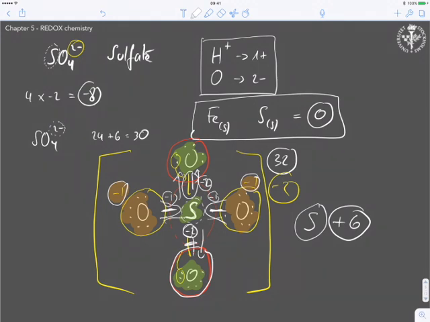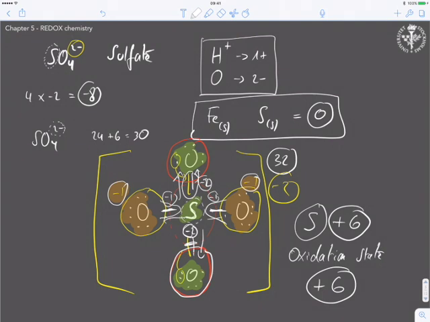Okay? So if you think about those elements as giving away electrons, sulfur is only giving 6 electrons out. In this case, the oxidation state of sulfur in sulfate is +6, it is highly oxidized. But you understand, in the periodic table, sulfur has 6 valence electrons.